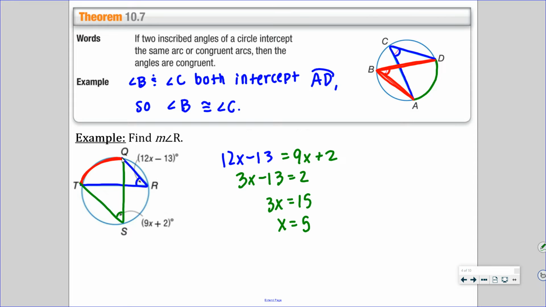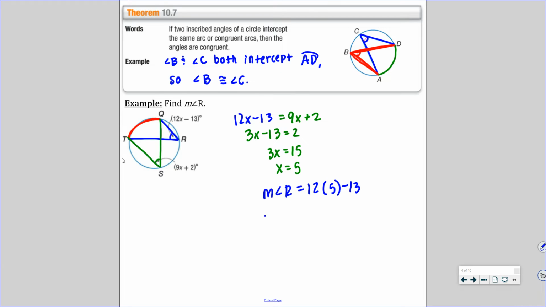X is 5. What do I have to find? Angle R, meaning the measure of angle R. 12 times 5 minus 13, 47. Yes. 47 degrees.